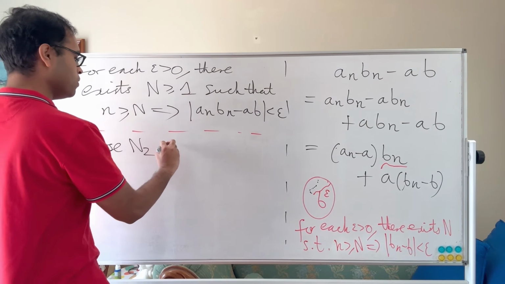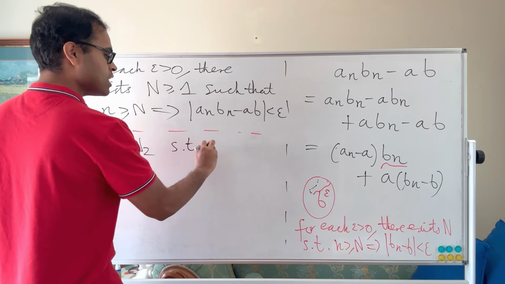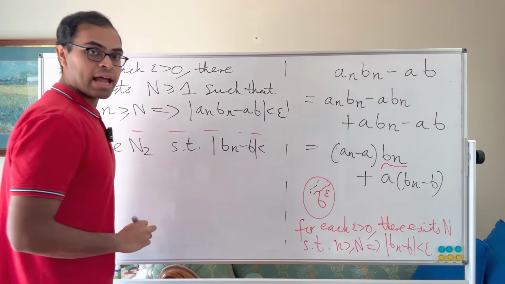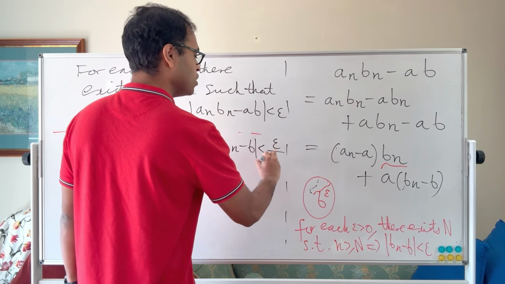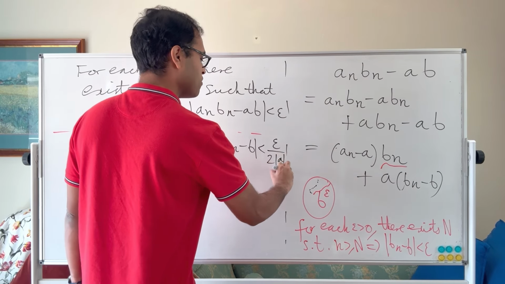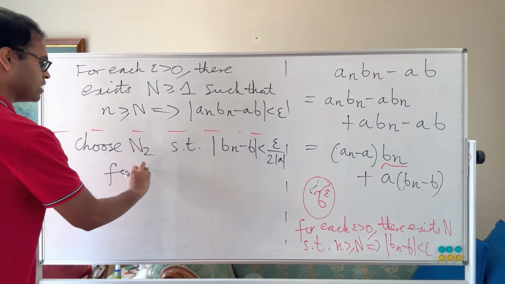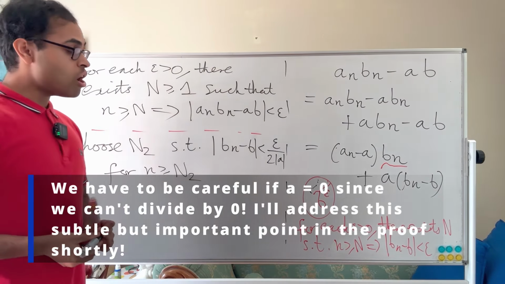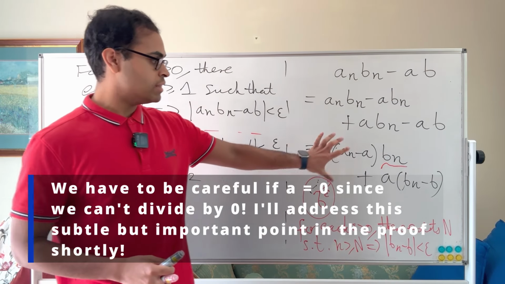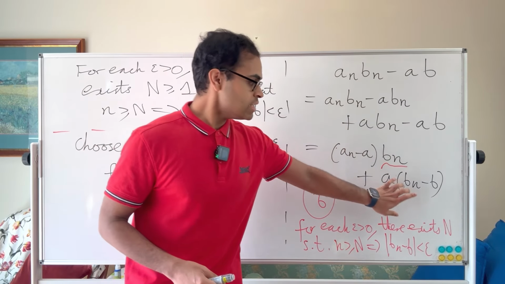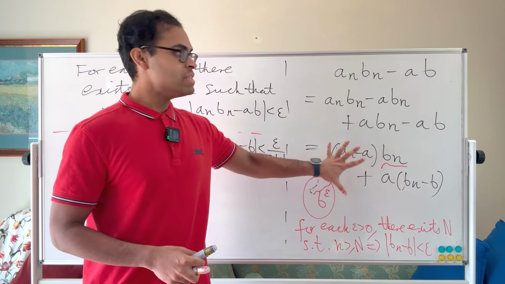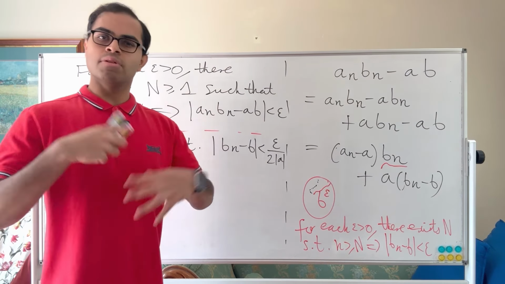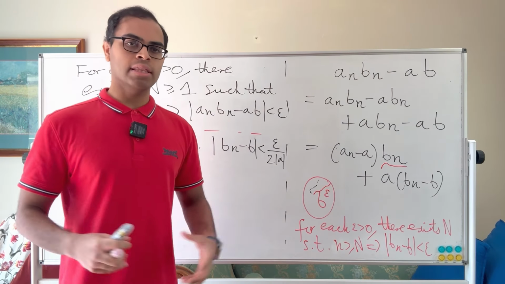So choose N2 such that the absolute value of b_n minus b is less than epsilon over 2 times the absolute value of a, for n greater than or equal to N2. You'll understand what I'm doing very shortly. What I'm trying to do is make this less than epsilon over 2 and this less than epsilon over 2, so the sum is less than epsilon in absolute value. And by absolute value, I'm referring to the modulus in the complex plane.